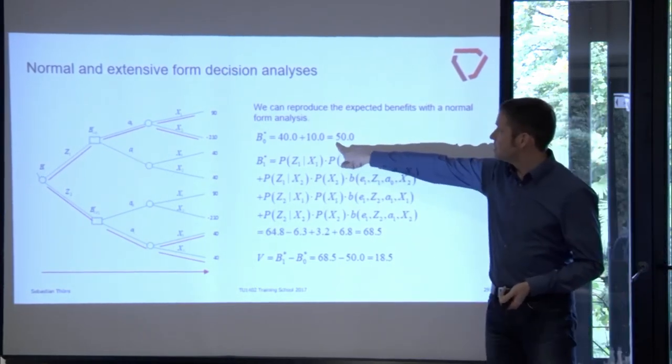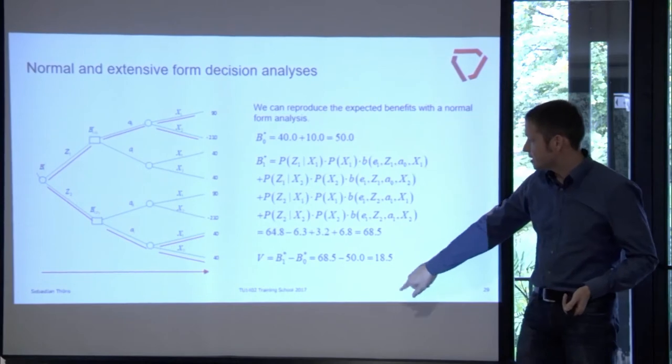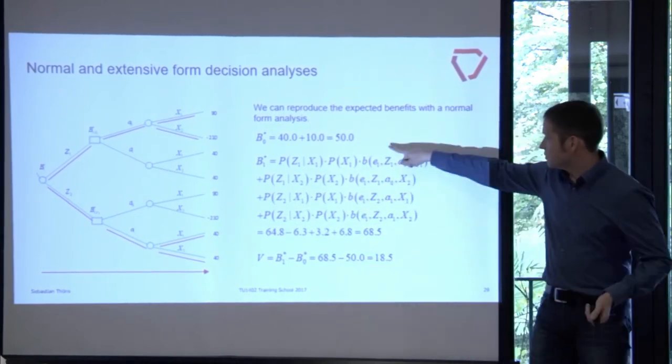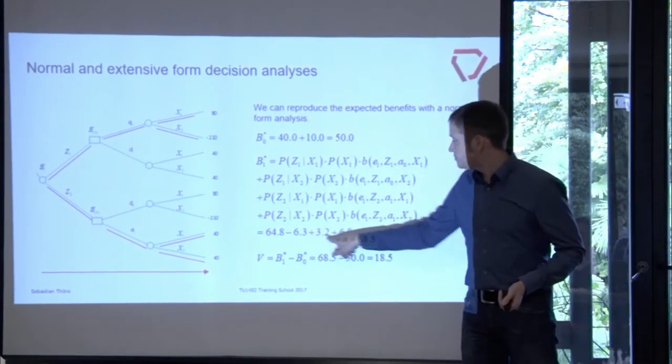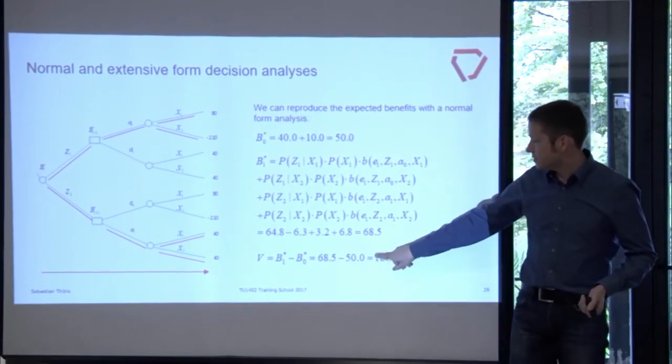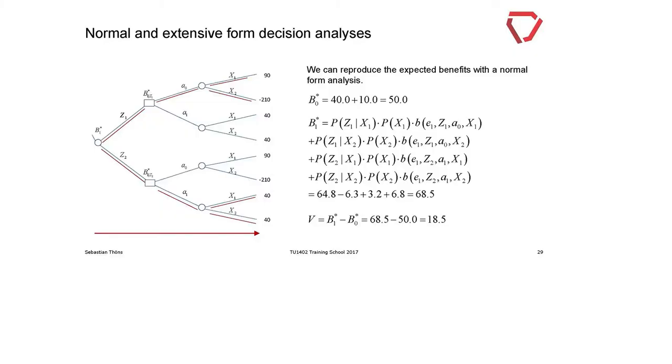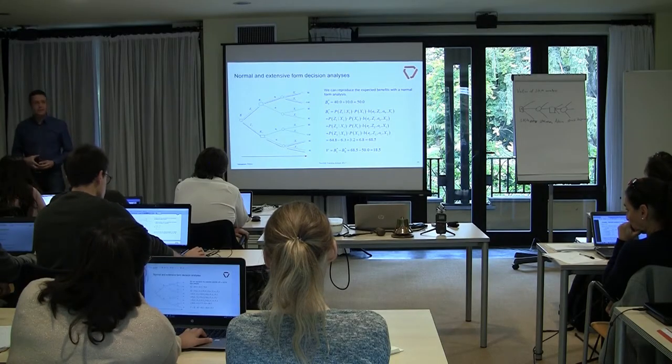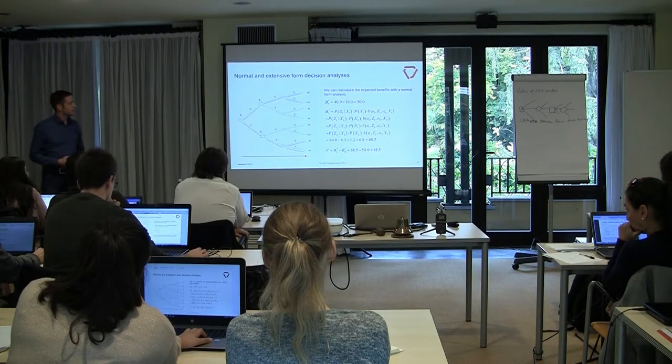So the B0 is 50, and the B1. So we just input the expressions here, like we have done before, and it's the same value of the same expected value of information. So the analysis forms are equivalent. First thing, it is about Bayesian updating, conditional probabilities, total probability theory. That's basically all we need.